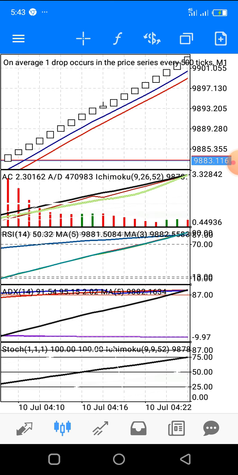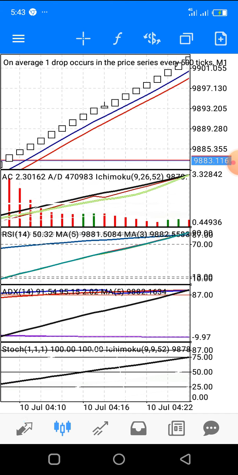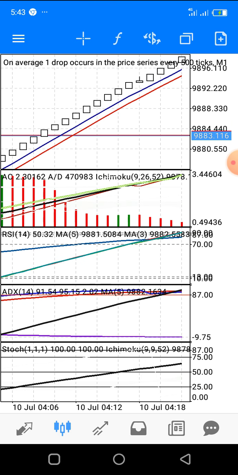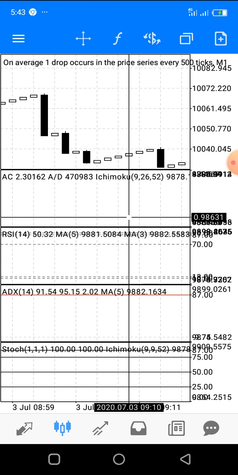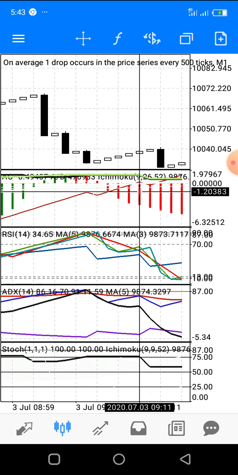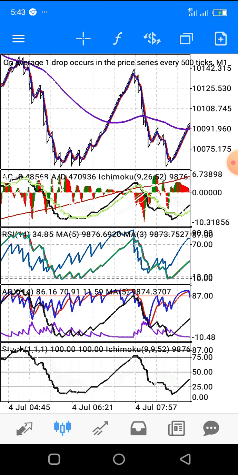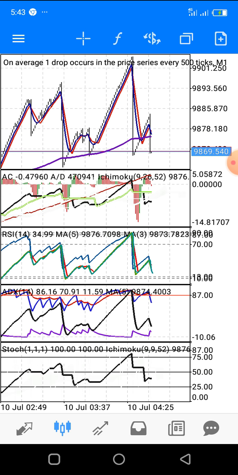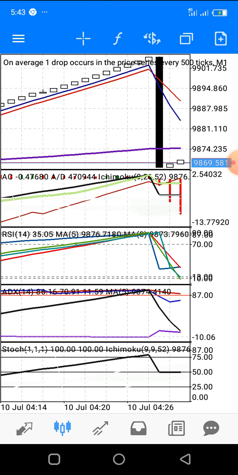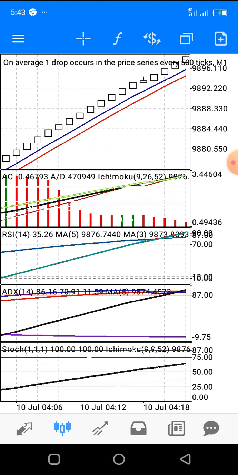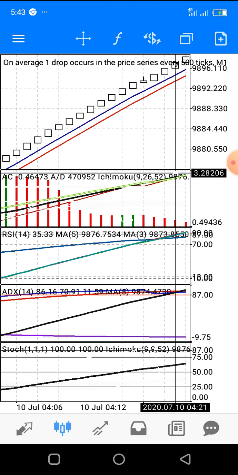What you're supposed to do when you see this, for you to know when the spike will happen, look here. Once you see that the whole lines are together at this point, let me point it out. At this point, the whole lines are together. You can see it.